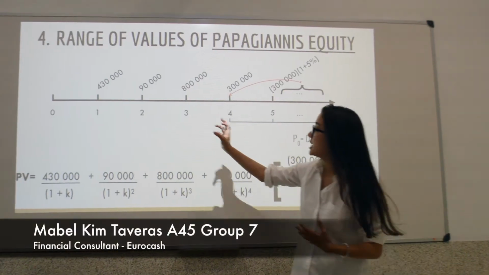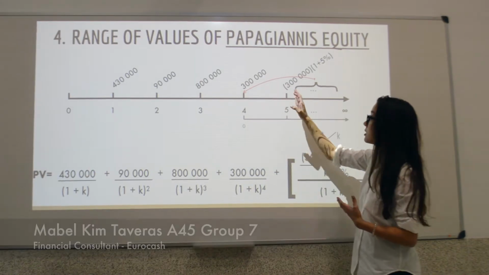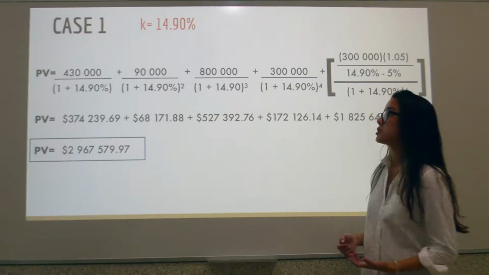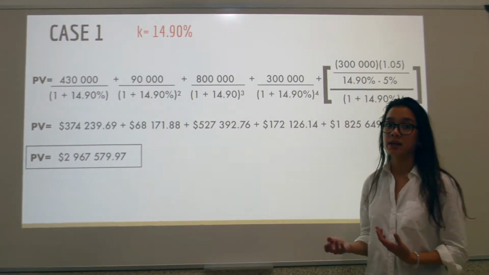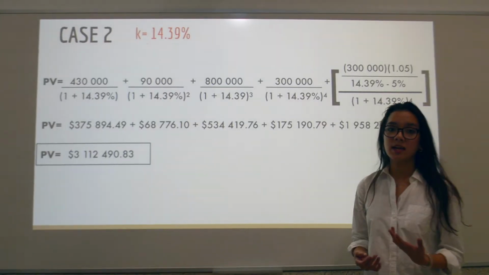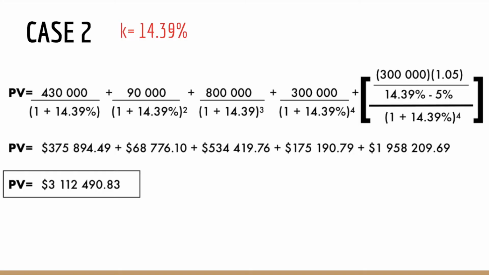As you can see, we took each of the cash flows back depending on the period. Starting from the fourth period, the cash flows are growing by 5%. So we have to use a constant growth perpetuity, and then we take this value back 4 periods. In the first interest rate of 14.9%, we got a present value of 2.9 million. Using the second cost of capital we obtained of 14.39%, we got a present value of 3.1 million.